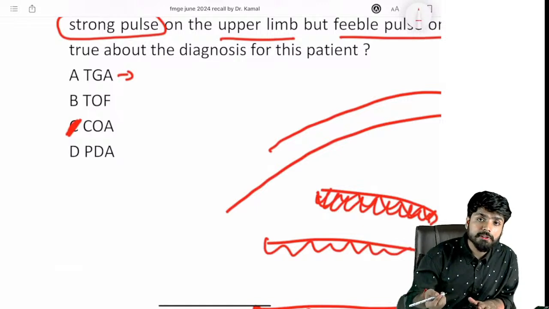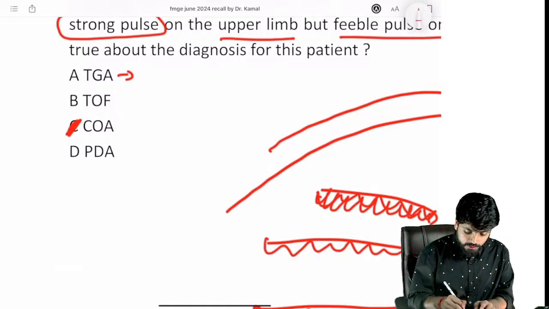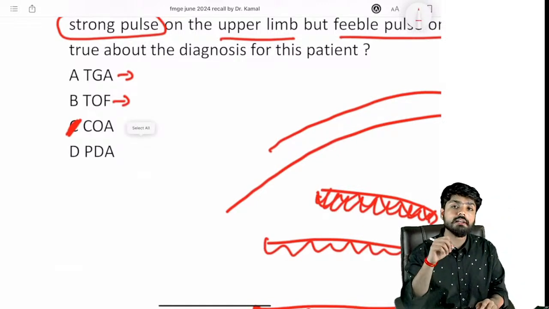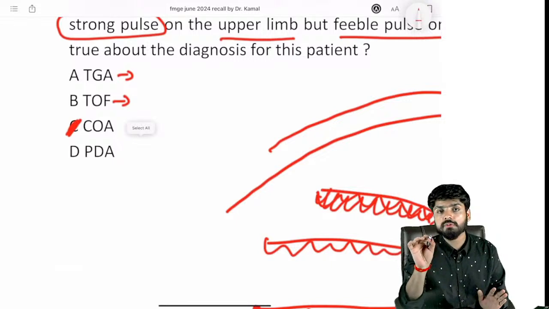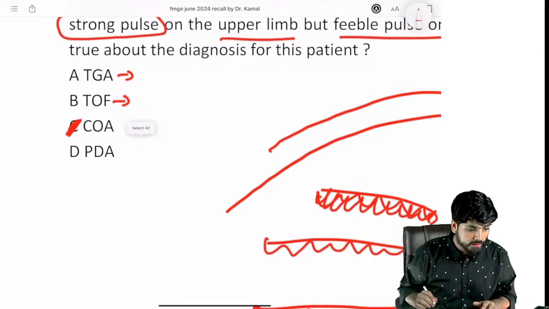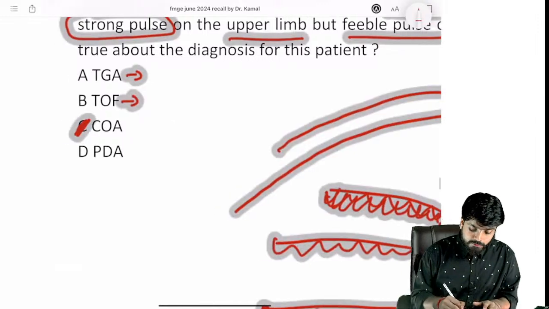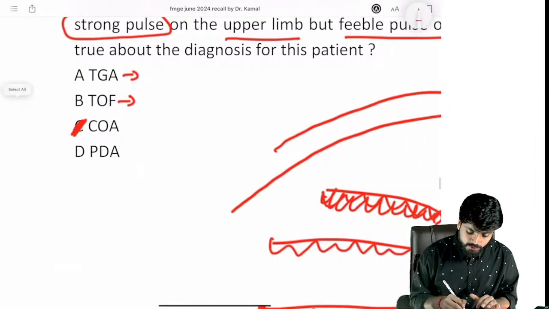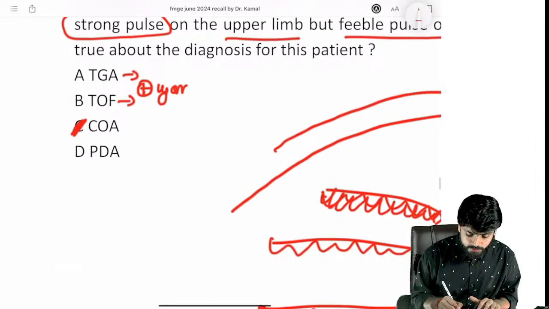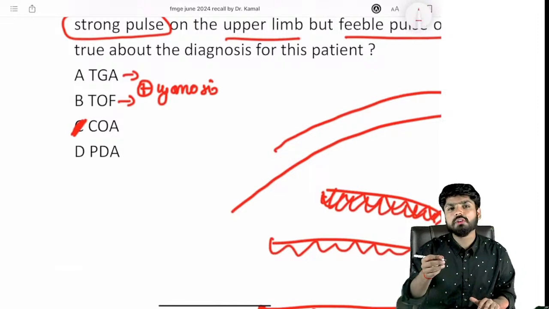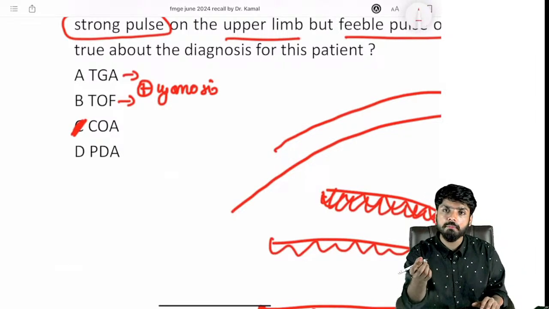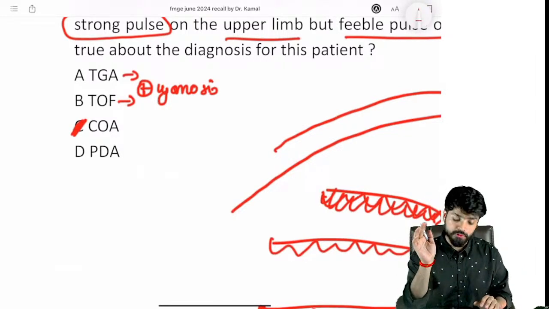What we see in this patient is, first of all, tetralogy of Fallot and transposition of great arteries, both will have cyanosis. Okay, yes, this is coarctation of aorta. Both of them will have cyanosis. There is no relation to strong pulse, feeble pulse. Okay, they will have cyanosis.